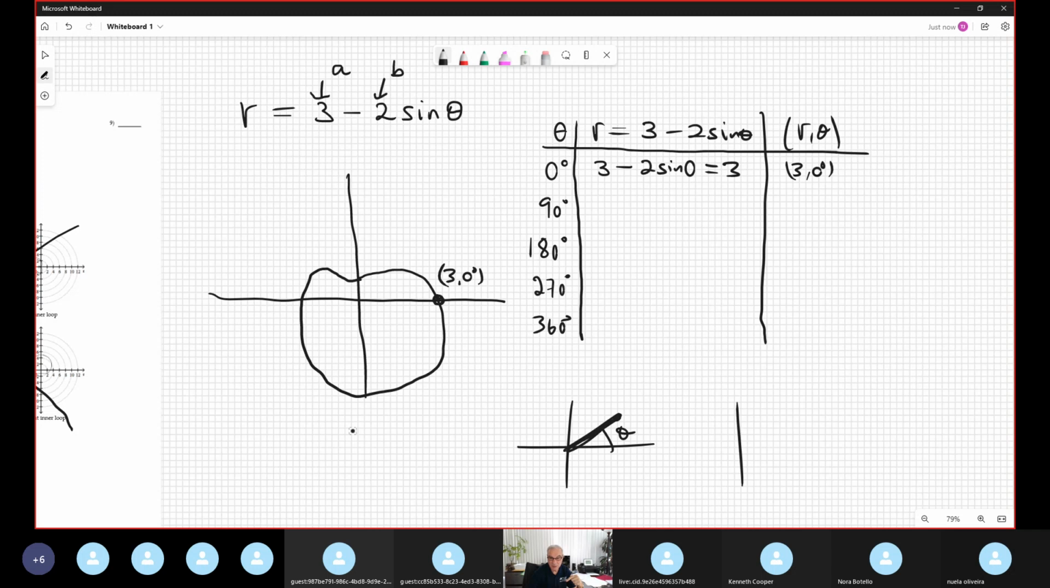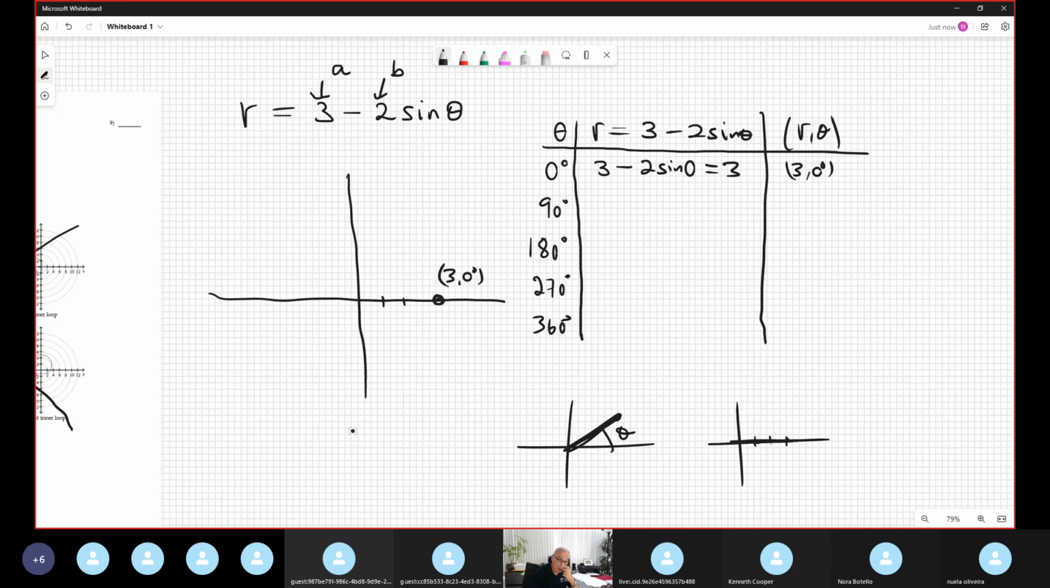Now, theta 0 means on the x-axis, no? So on the x-axis and 3 units. 1, 2, 3. This distance is 3. This distance, of course, is symmetrical. I did it wrong. Let me try to do my best. This is 3.